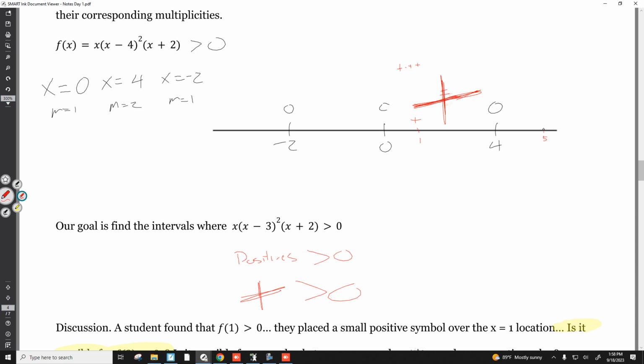Now watch how I do this, guys. This is important. I do not care about the value. That's a positive when I plug in 5. When I plug in 5, 5 minus 4 squared is a positive. When I plug in 5, 5 plus 2 is a positive. I don't care about the number. I'm going to write down that when I plug in 5, I got a positive times a positive times a positive. Either down here or up here. Boom. I'm going to put a big plus because I know all of the signs to the right of 4 are going to be positive. Because I know there's not another 0.